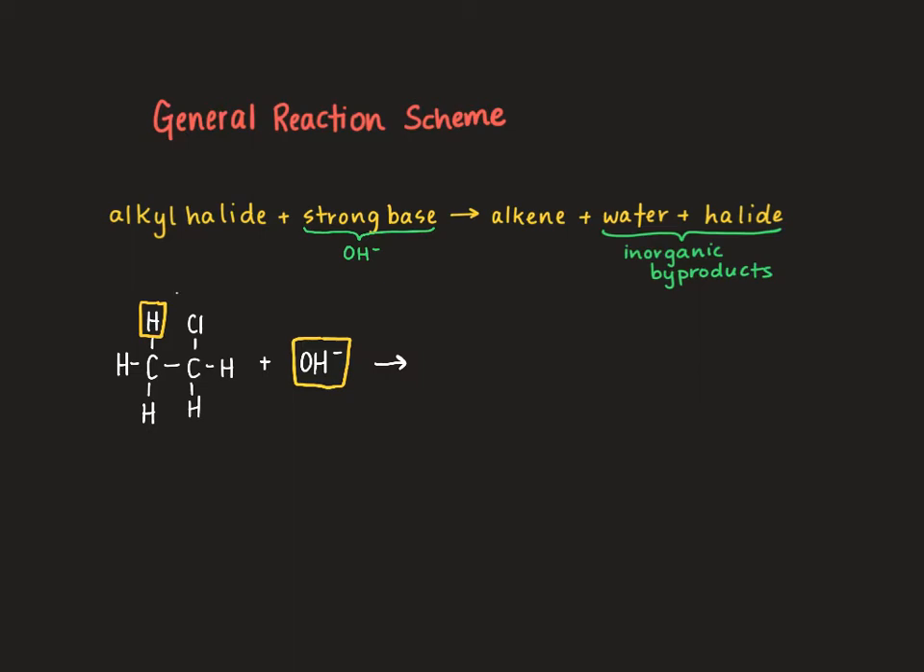So these two are going to form a little bond together. That's going to give us the water. When that water comes off, we're also going to lose this chlorine. And when that chlorine goes, we'll form a double bond. So I'll draw the reaction mechanism on our next slide, but we're going to have hydrogen, carbon, and we'll have water and chloride.